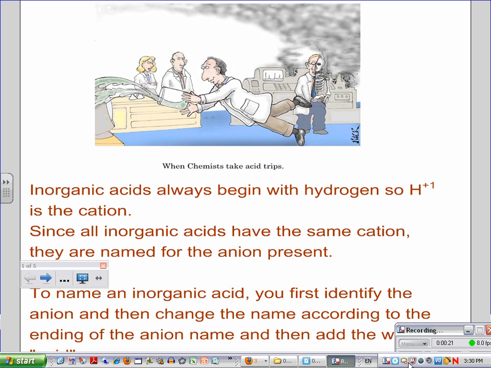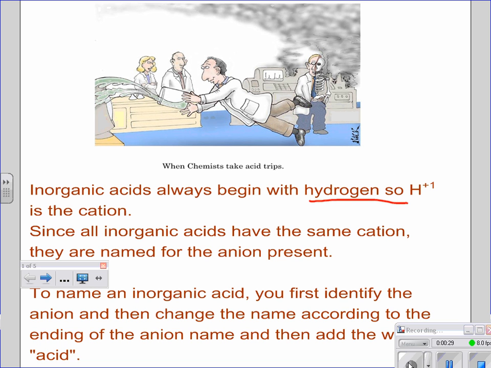Remember, on your test you're going to have to look at a whole bunch of these and think about which naming system to use, so you have to be able to identify it. The first thing we notice about it is it always starts with hydrogen. Now there is one exception to this. There's one thing out there that starts with a hydrogen ion and is not an acid. Any guesses? Water. And the reason being, hydrogen ions show us acids.